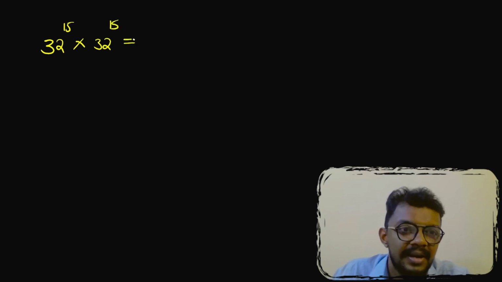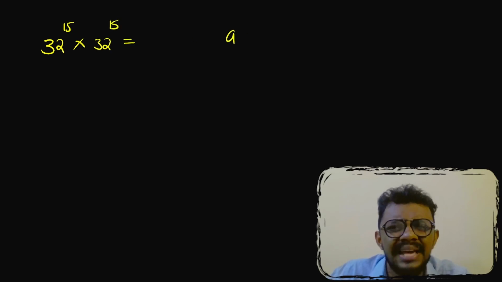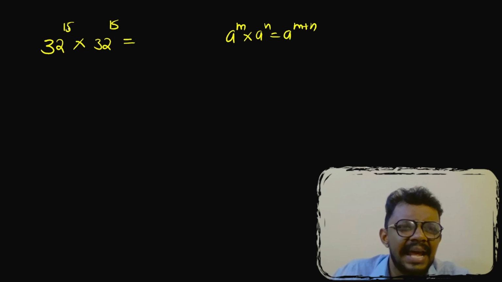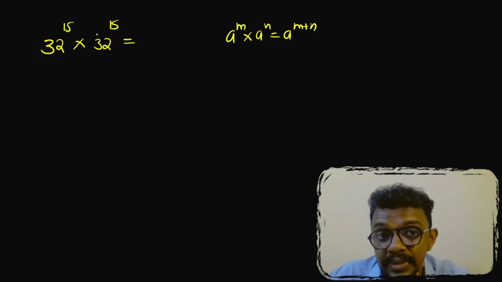Maybe you need more examples. What is 32 raised to 15 into 32 raised to 15? Okay, both have the same base. Something like a raised to m into a raised to n. What is that? a raised to m plus n. But in this question, m and n, both of them are the same.